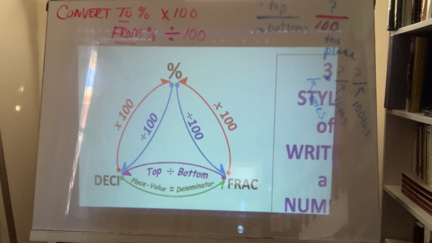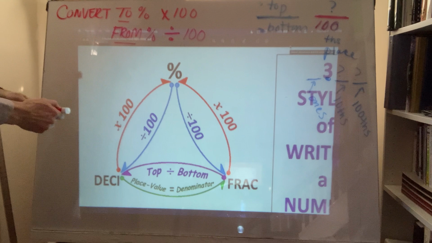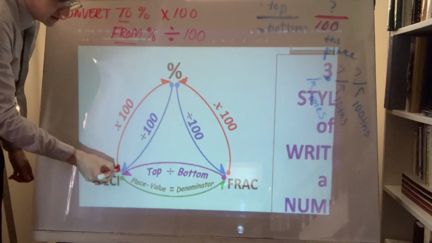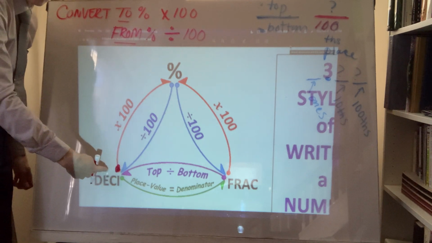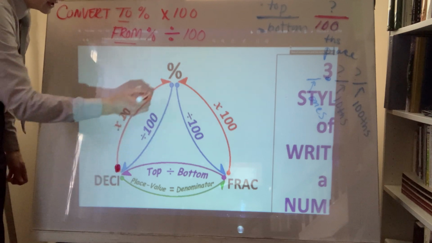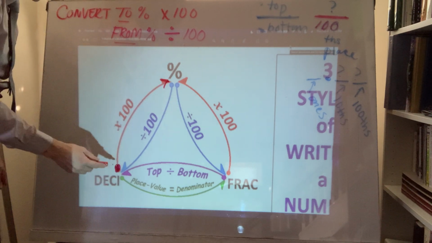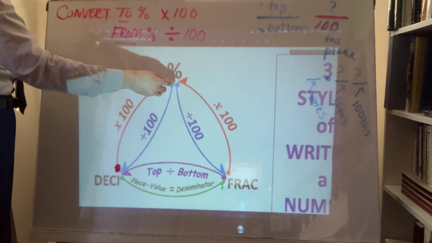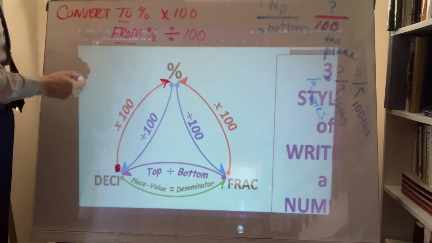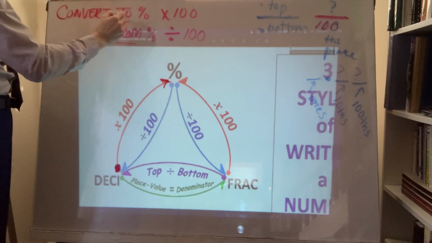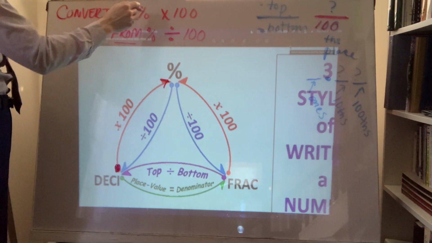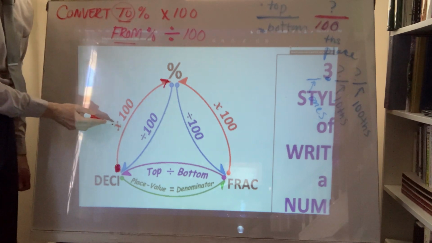Anyhow, this summarizes pretty much everything that you need to know when you are converting between one of these three styles, if you will, of a number. I put these dots here to emphasize that that is where you're starting, and this is where you're going. If you're starting with a decimal and you're converting to a percent, as I mentioned, if you're going to a percentage, you're going to multiply by 100.